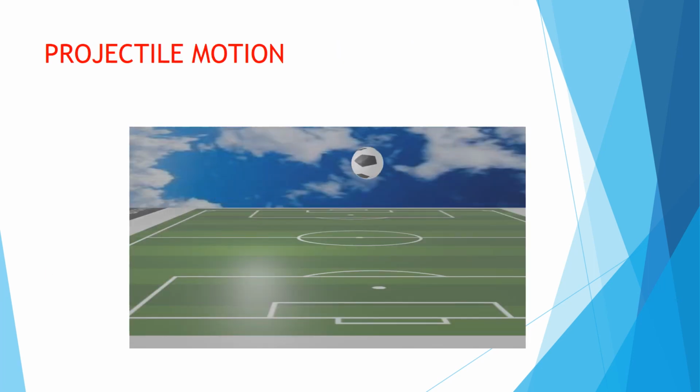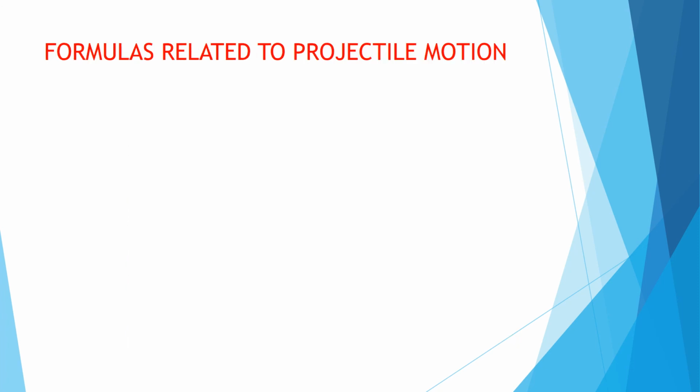The third one is projectile motion. In this, a ball is projected at an angle from the ground like this. If you know trigonometry, then you can understand this formula. If you don't know, you can leave it. S is equal to u square sine 2 theta by g. H is equal to u square sine square theta by 2g. And T is equal to 2u sine theta by g. If you cannot understand, you can leave it.